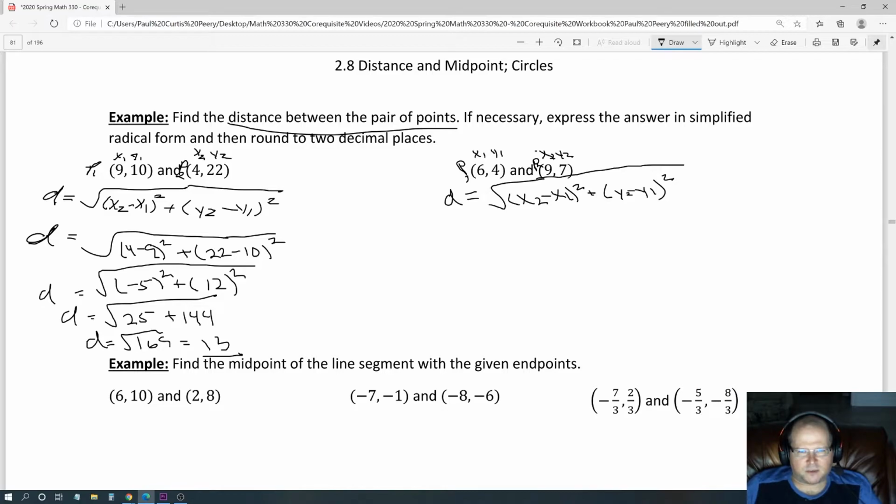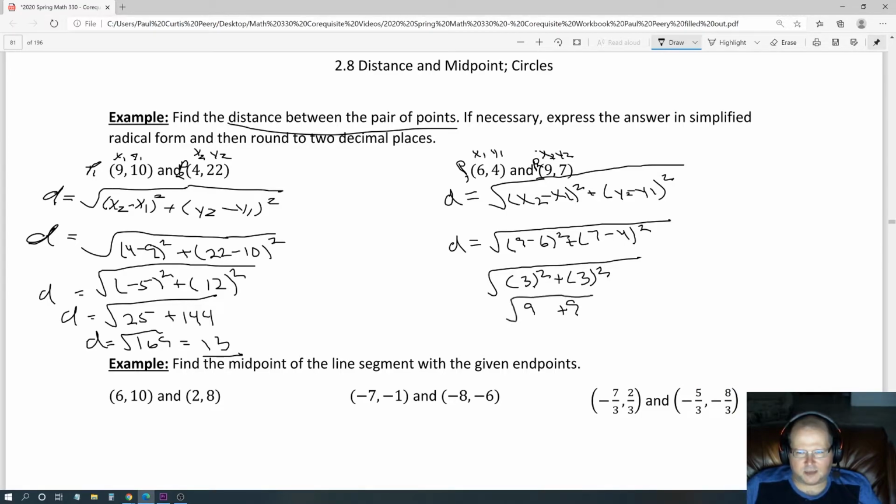So at this point, the distance formula is equal to x2 being a 9, x1 being a 6, and what's 9 minus 6? It's a 3, and what's 3 squared? It's a 9. And what about y2? Well, y2 looks like it's a 7, and y1 is a 4. 7 minus 4 is again a 3, and 3 squared is a 9, and 9 plus 9 is an 18, just like that.